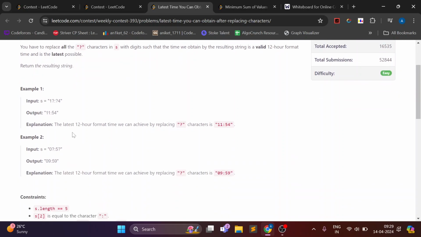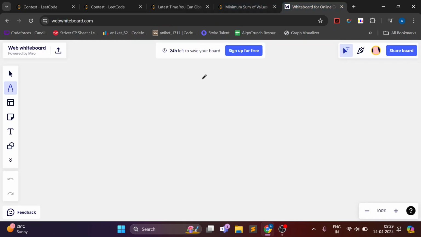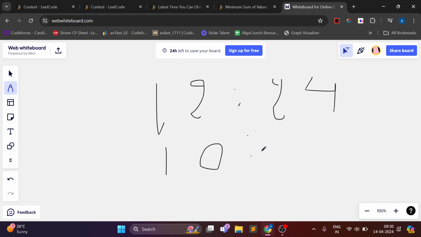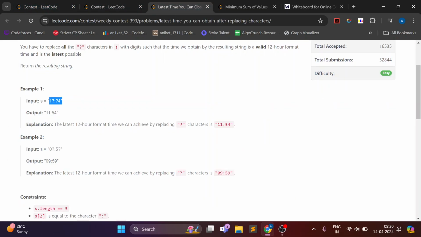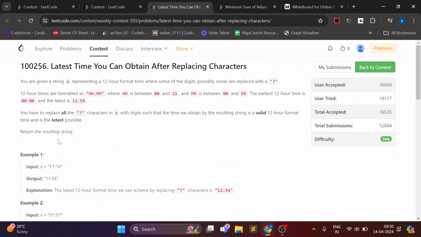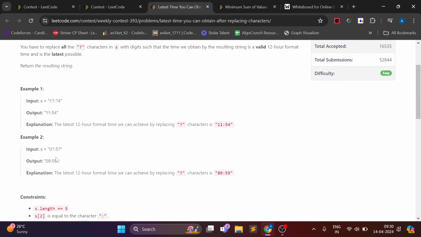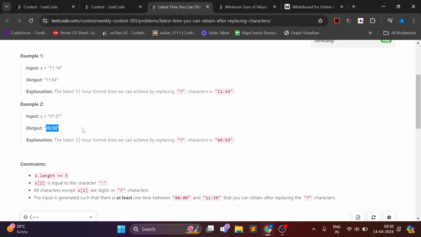For example, in this case, one question mark, then a question mark, and 4. We can represent it as 10:54 and also as 11:54, but the answer here is 11:54 because it is the latest. So we have to print a valid 12-hour format and also the latest possible. Similarly here the answer is 09:59.